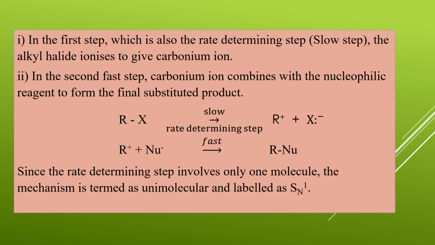Now, since the rate determining step, that is the first step or slow step, involves only one molecule. What is that one molecule? Alkyl halide, that is RX. This mechanism is called unimolecular and is labeled as SN1. So since the rate determining step involves only one molecule, that is RX, the mechanism is termed unimolecular and labeled as SN1. Clear, students? So this you are supposed to write under SN1 reactions.